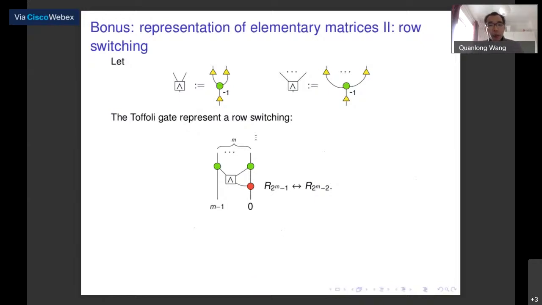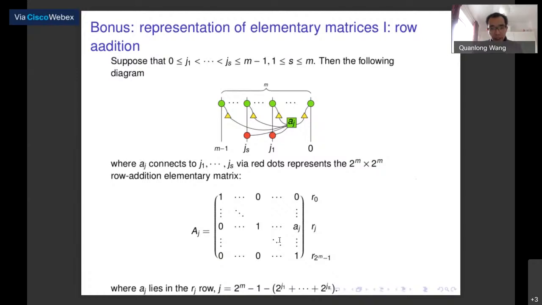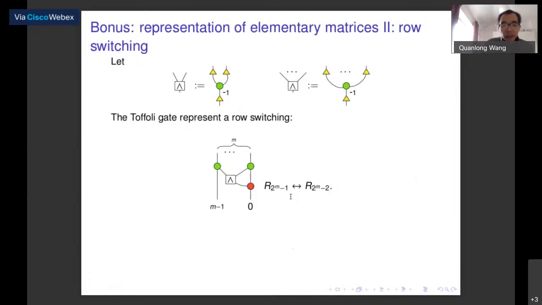And we can also represent the second type of elementary matrices, which is row switching. For row switching, we can use the AND gate form of the ZX calculus, using triangles and their inverse, and then you can do the row switching. For example, for this matrix here, if we want to switch the second row from the bottom and the bottom row, you can just represent it by this diagram.